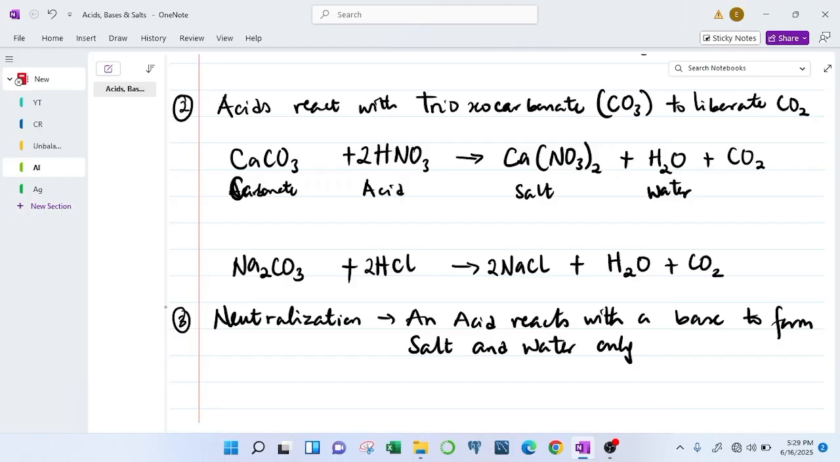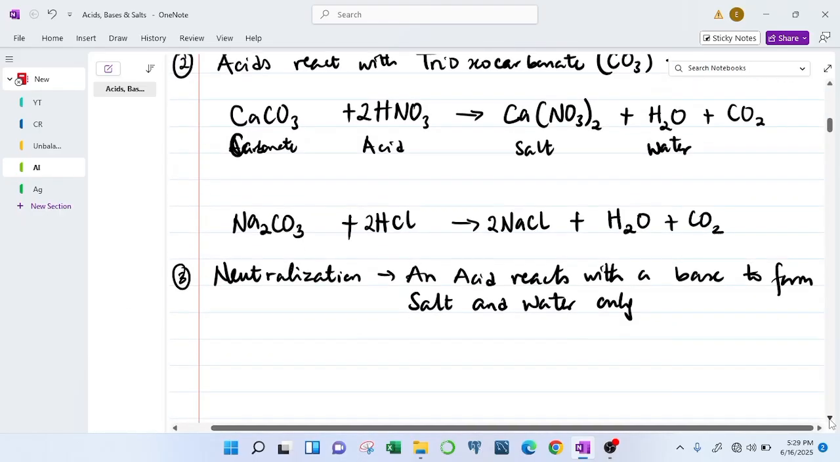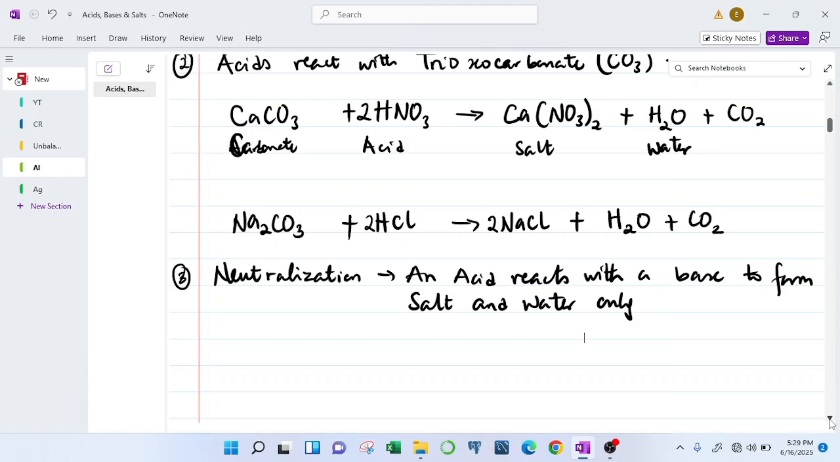So, the point becomes, that's the property of a base. But does that make it become a base? The answer is no. We'll be discussing bases later, but this is one difference that you can keep in your mind. Why? Look at it. When a carbonate reacts with an acid, you get 3 products: salt, water, and carbon dioxide. But when a base reacts with an acid, you get 2 products: salt and water only. That is one of the principal differences between a base and a carbonate.